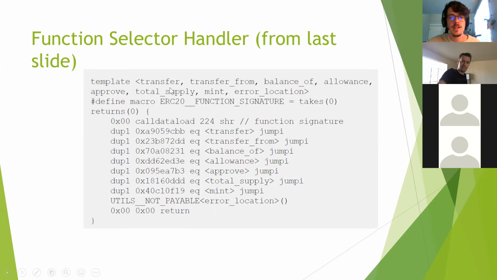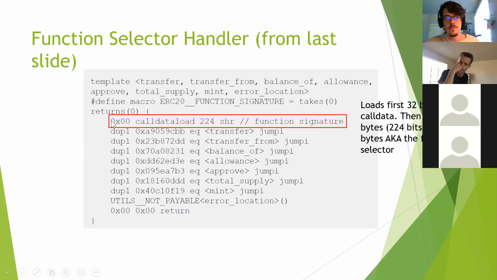So this is from the last slide. It's the thing that was on the right side of the slide, but we've zoomed in a little bit and we're going to go more in depth. This first line loads the call data at spot 0, and it's going to load 32 bytes of call data. So that 0x00 and calldataload will be doing just that, first 32 bytes of call data, and then it shifts it to the right by 224 bits.